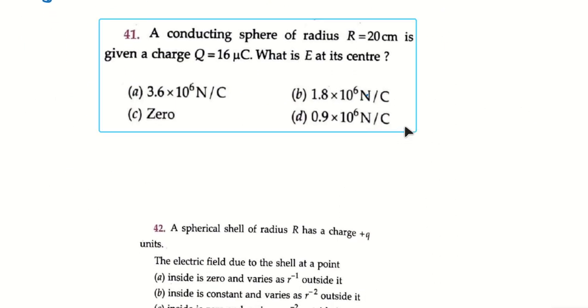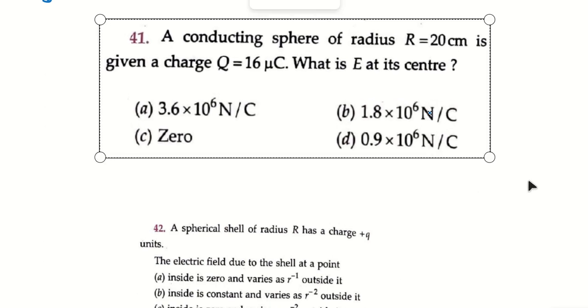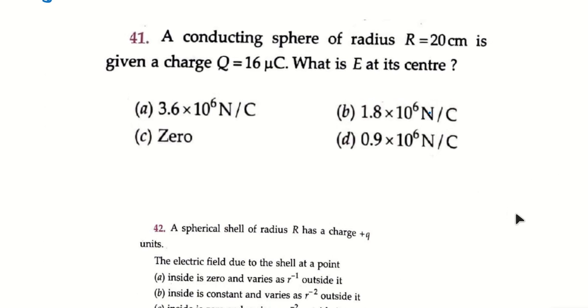Next question. A conducting sphere of radius 20 centimeter is given a charge of 16 microcoulomb. What is E at its center? Once again we have to understand the conducting sphere. If it is given a charge q, E at its center will be 0, because the charges will be distributed only on the surface. So E is 0 here.